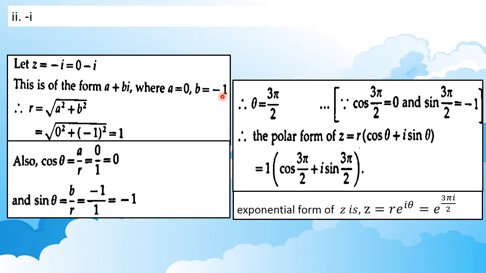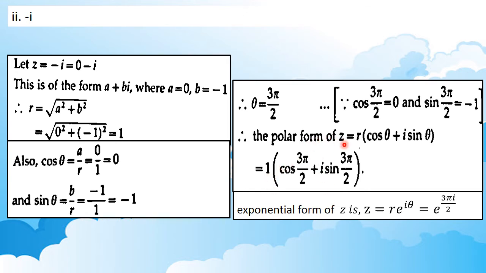and b is negative 1, that is towards down. So, r, that is the modulus, is equal to square root of a square plus b square, that is 0 square plus minus 1 whole square, and its square root is 1. Only the positive value is taken. And cos theta is 0, sin theta is minus 1, and we know cos theta 0 and sin theta minus 1 means theta will be 270 degrees, that is the negative direction of y axis. So, we can write it as 3 pi upon 2, that is 3 into 90, 270 degrees. Theta we got here.